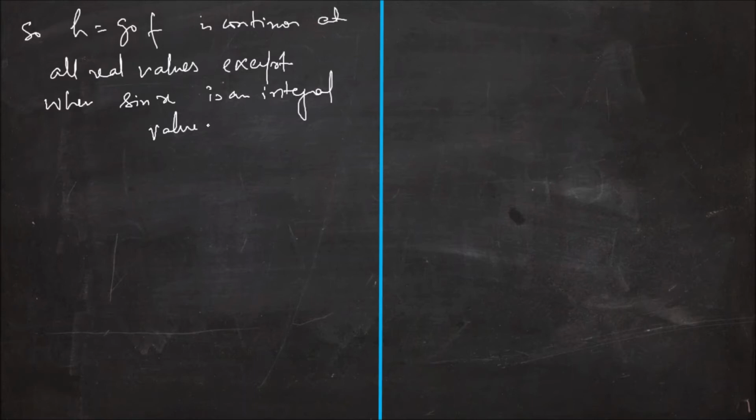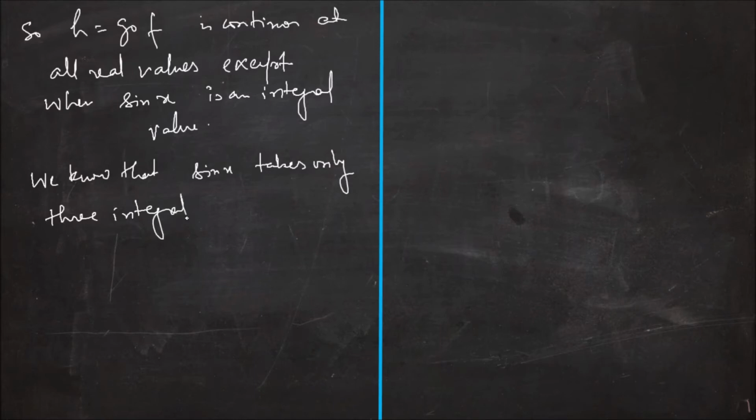So now we have to find the values for which sin x is integral. We know that sin x takes only three integral values, that is -1, 0 and 1. So only these three integral values sin x takes.